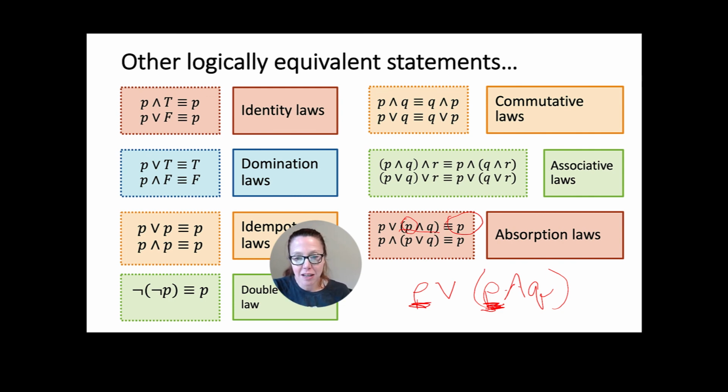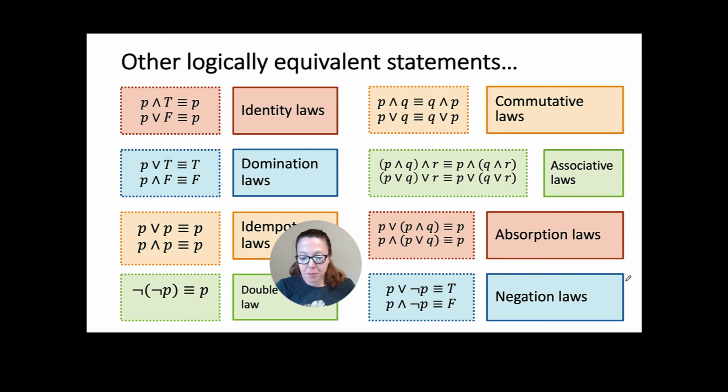We can do the same with the second of these absorption laws. And the final piece are negation laws. P or not P, that's always true. One of them is true. If P isn't true, then not P is true, and vice versa. And finally, P and not P both can't be true at the same time. So these are negation laws. You'll have a list of these available to you. And that wraps up our piece on propositional logic.